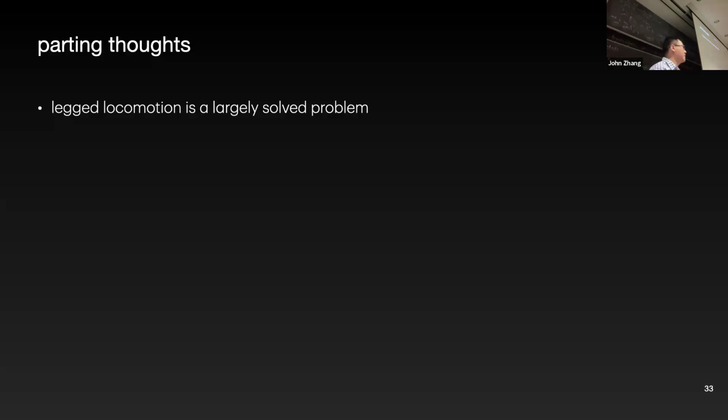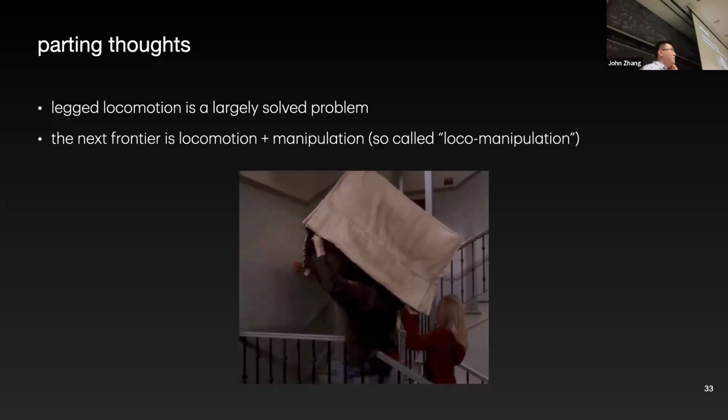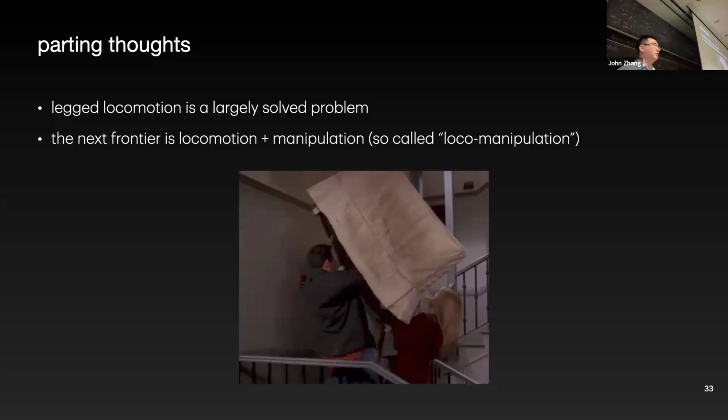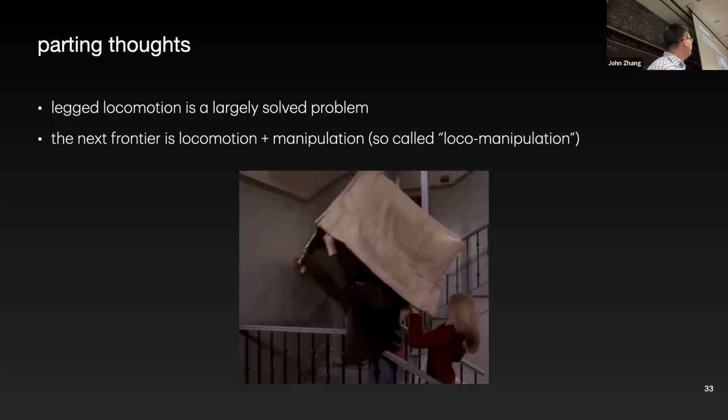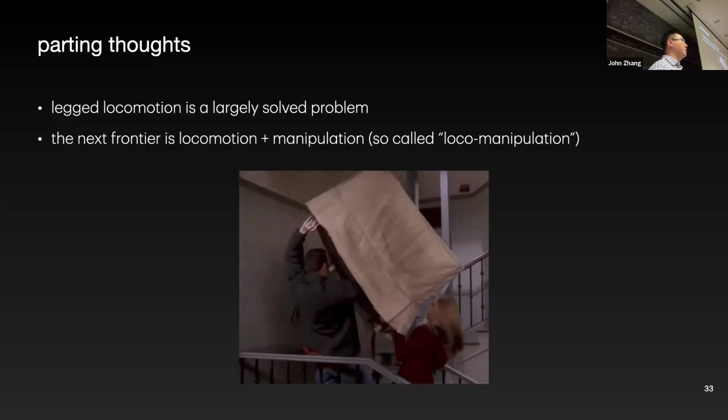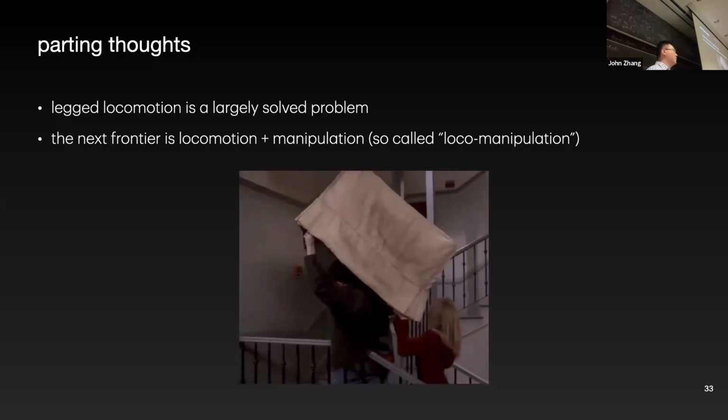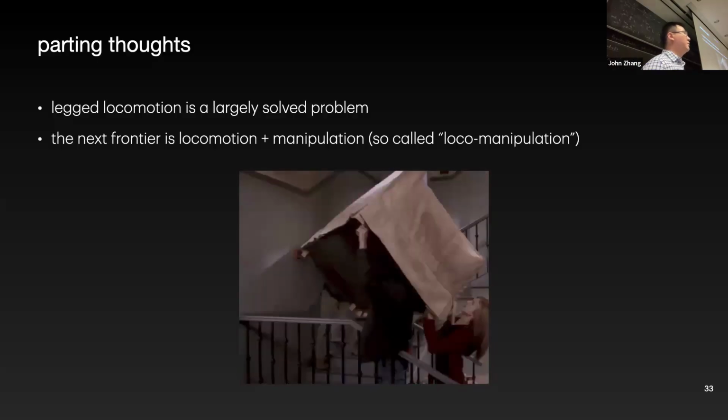If you're picking a research problem now, I don't think this is necessarily the best thing to choose. I would argue the next frontier for these legged robots, humanoid robots, is thinking about how to do motion planning, control, and reinforcement learning when you actually have to think about locomotion jointly with manipulation.